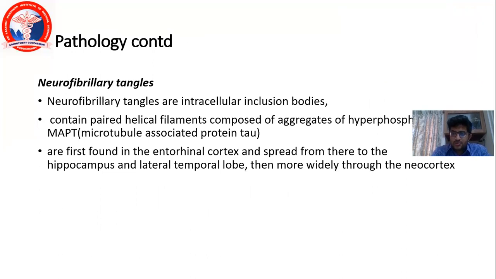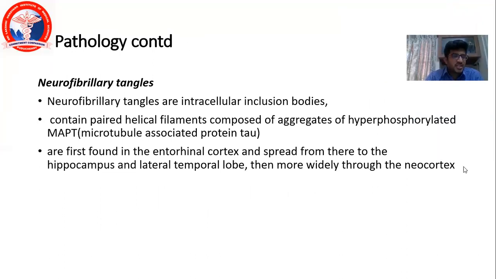So, microscopic pathology continuing. Next characteristic lesion are the neurofibrillary tangles. They are basically intracellular inclusion bodies, composed of aggregates of hyperphosphorylated microtubule associated protein, that is the MAPT.